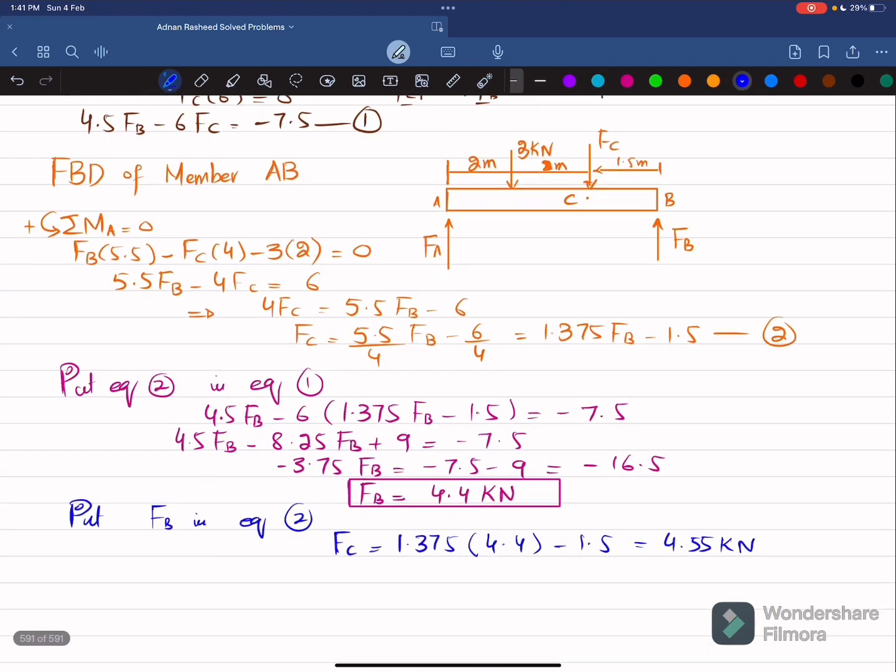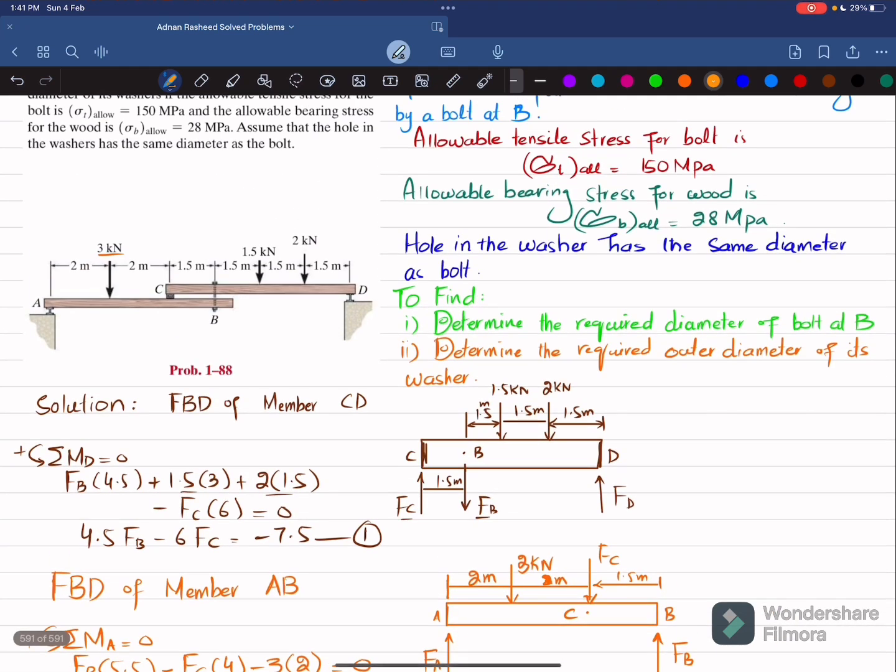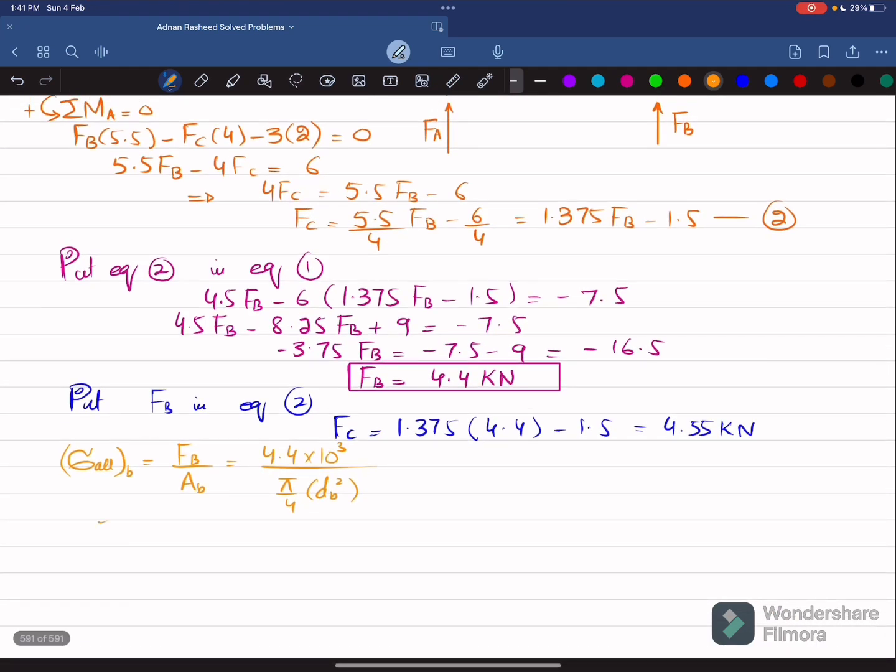So what actually I will write is, we have been given allowable stress for this bolt, which is equal to FB divided by area of bolt. So FB is 4.4 kilonewtons, so 4.4 into 10 to the power 3. Area of bolt is pi by 4 diameter of bolt square. Clear? So allowable stress for the bolt is 28 megapascal. So I can write 28 into 10 to the power 6 is equal to 4.4 multiplied by 10 to the power 3 divided by pi by 4 dB square.